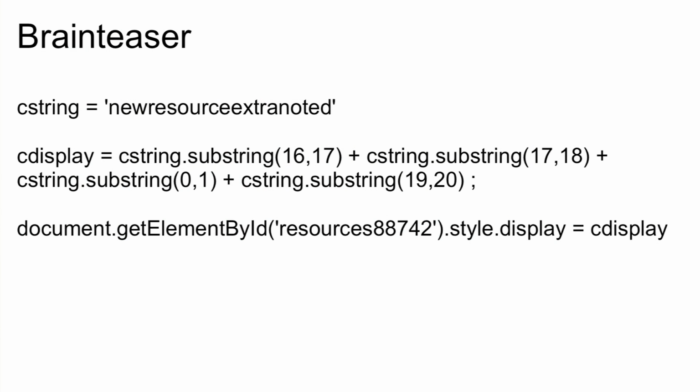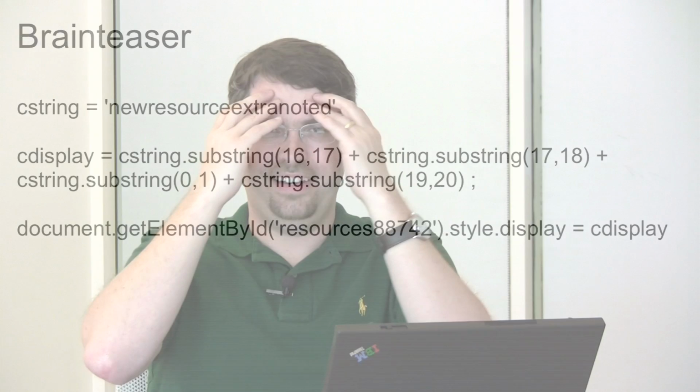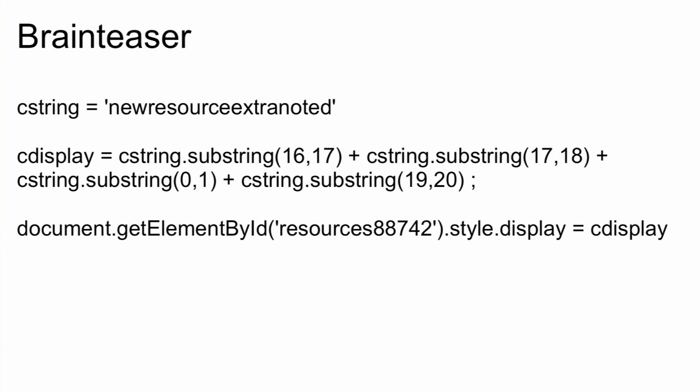CString equals new resource extra noted. CDisplay equals, and then they piece together a whole bunch of substrings of CString. And then you can see getElementById, style.display equals CDisplay. Now, what is this even doing? What does this code do when a browser executes it? I'll let you think about it for just a second.